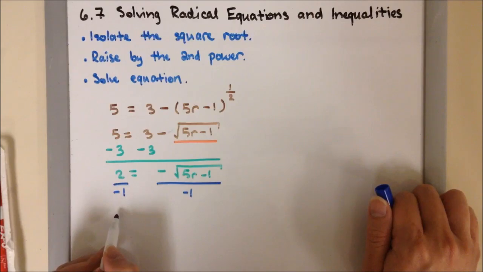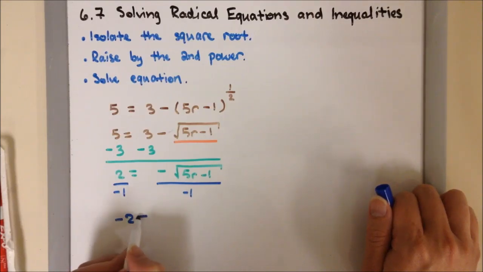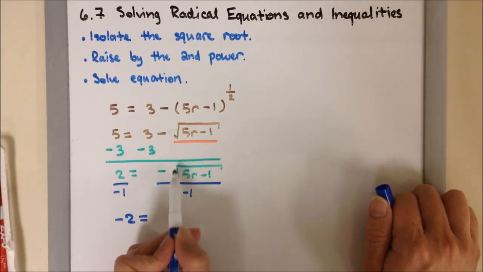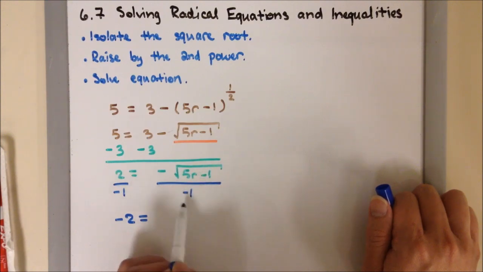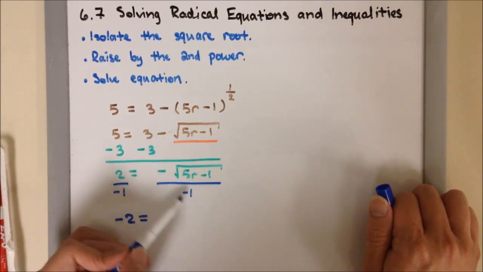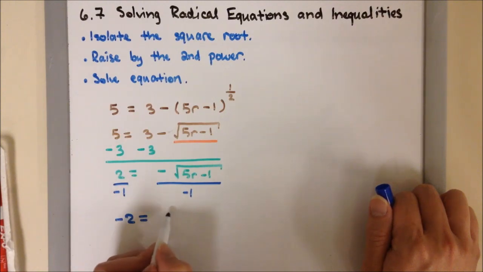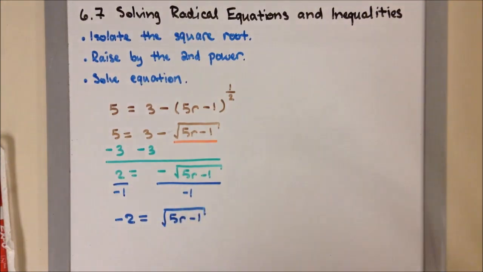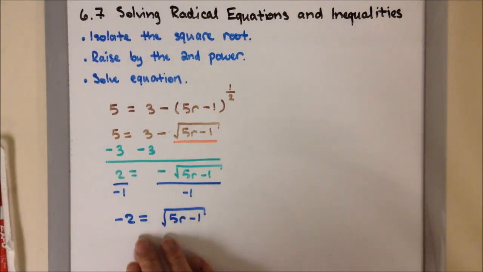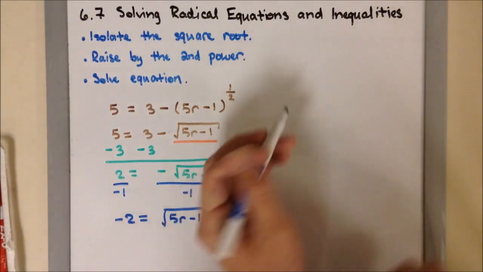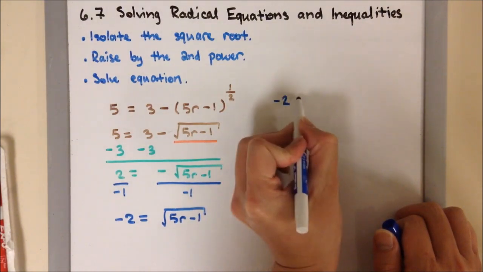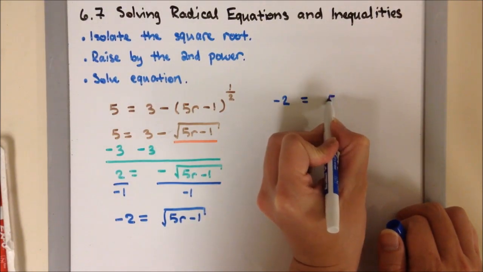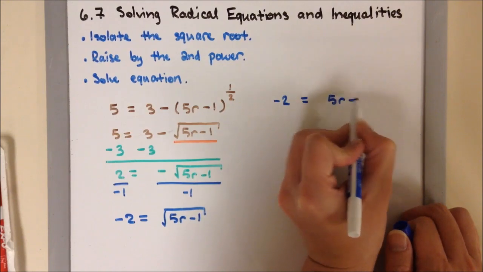So on the left, it's going to be negative 2 equal, and then on the right side, negative square root of 5r minus 1 divided by negative 1. These two negatives will divide and become a positive, and I'm going to be left with just the square root of 5r minus 1. And now you see that it's positive. So I'm going to rewrite over here for more space. So negative 2 equal the square root of 5r minus 1.